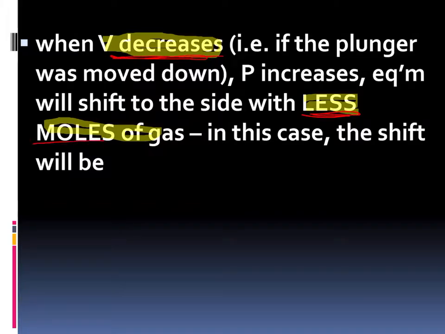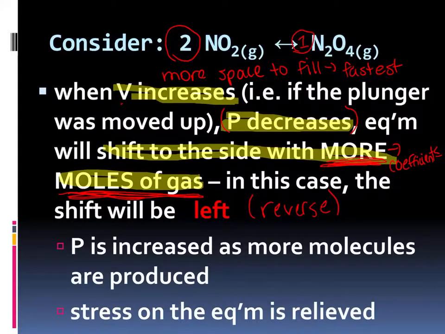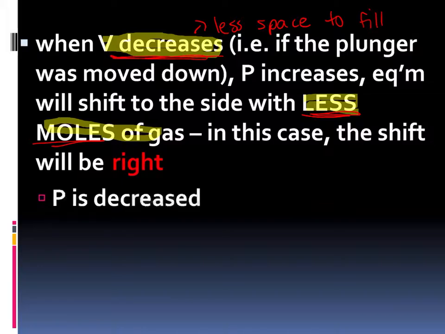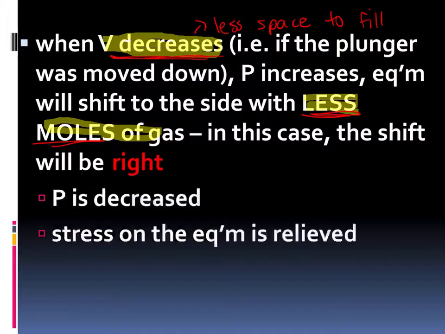Then the reverse is true. When volume decreases, it's going to shift to the side with fewer moles, because now you have less space to fill up. In our example here, the lower amount was on the product side, so the shift is going to be to the right. The pressure will then be decreased because you're making fewer molecules, relieving the stress on the equilibrium.